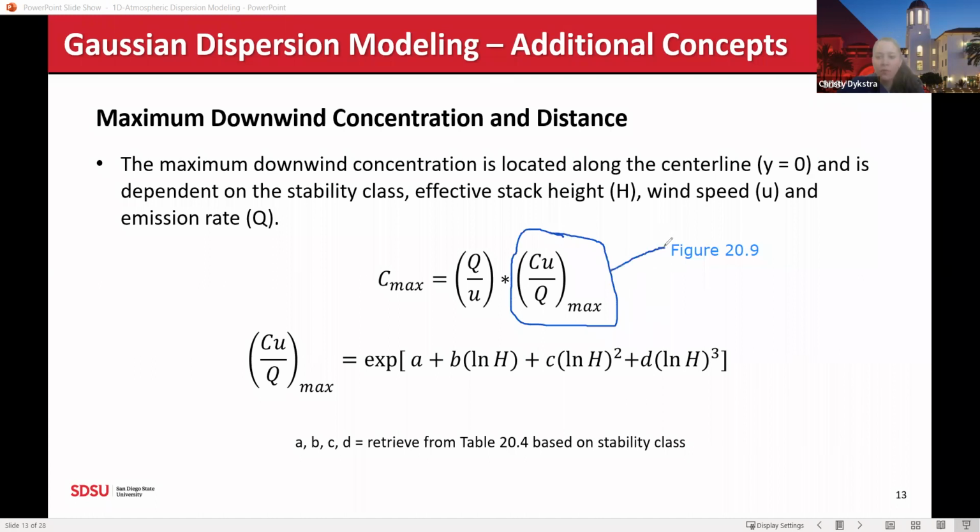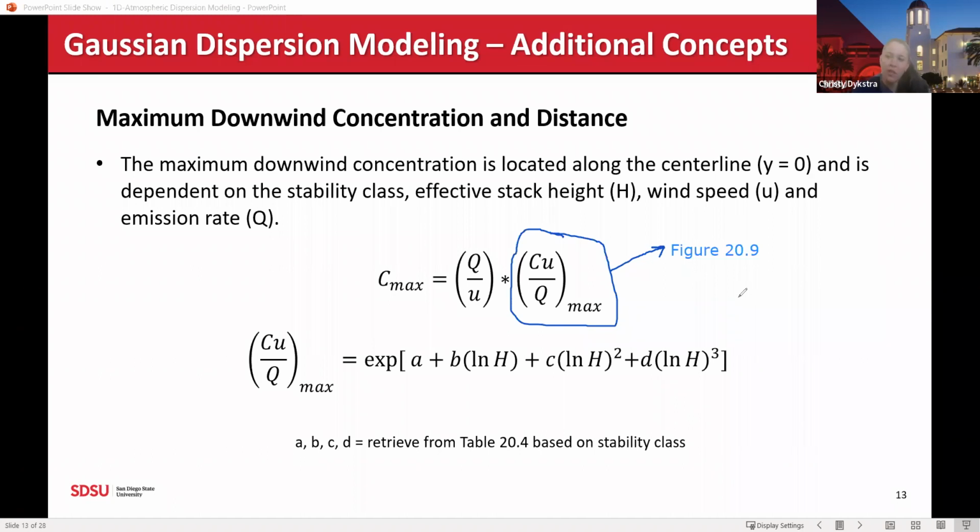You can get either from figure 20.9, where you have a different, and we'll talk about how to use that in class on Monday. But you have different effective stack heights, and you have different stability classes. If you find the effective stack height and the stability class line that you need, you can draw a line downwards and find this CU over Q max using this figure.